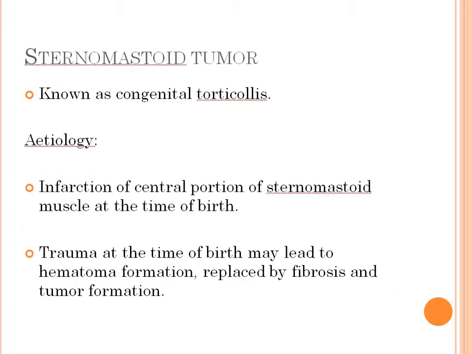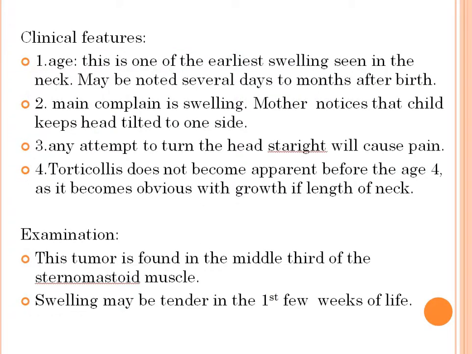Now the sternomastoid tumor, known as congenital torticollis. Etiology: infarction of the central portion of the sternomastoid muscle at the time of birth. Trauma at the time of birth may lead to hematoma formation, replaced by fibrous tissue and tumor formation.